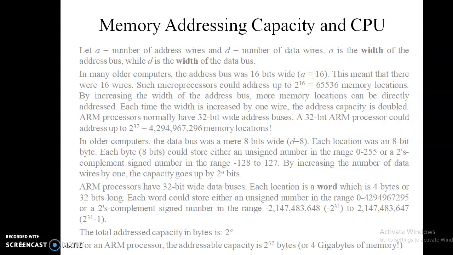So by increasing the width of the address bus, more memory locations can be directly addressed. Each time the width is increased by one wire, the addressing capacity is doubled.